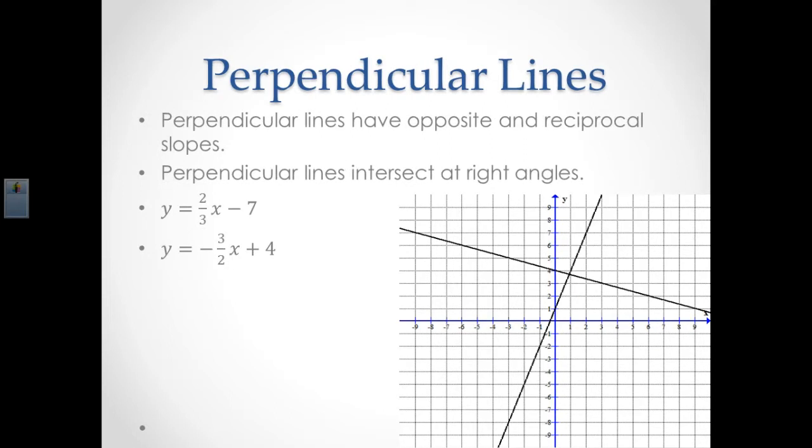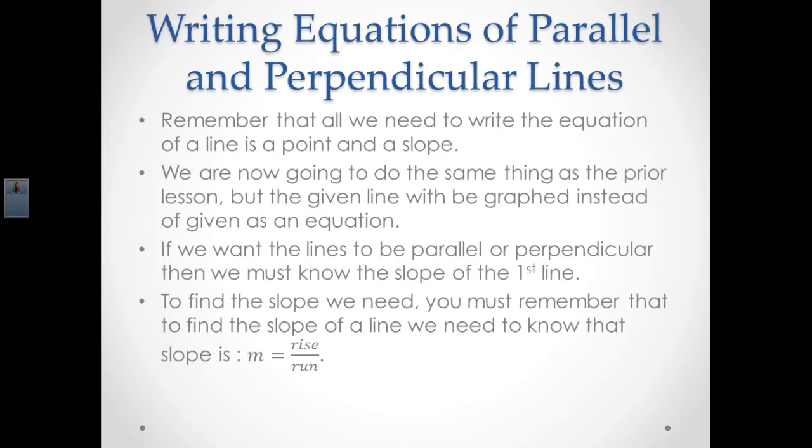Same thing with perpendicular lines. Previously we found the slope from the equation, and then took the opposite reciprocal of that slope to write the equation of our line. Today we're just going to do the same thing, but once again we're going to find that slope by using rise over run from our given line, which is graphed this time.